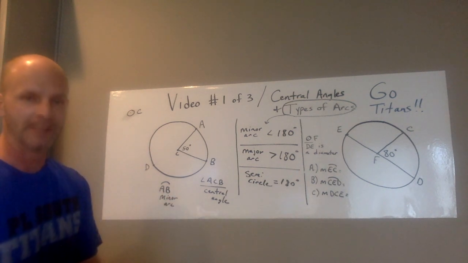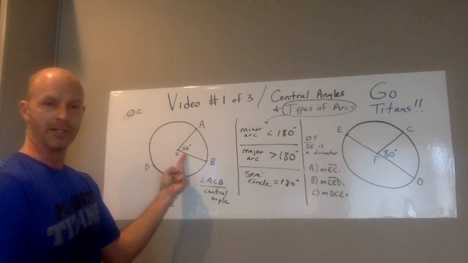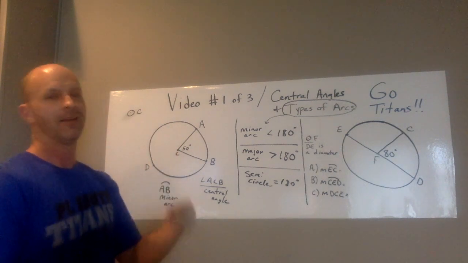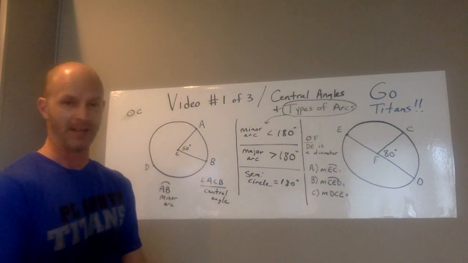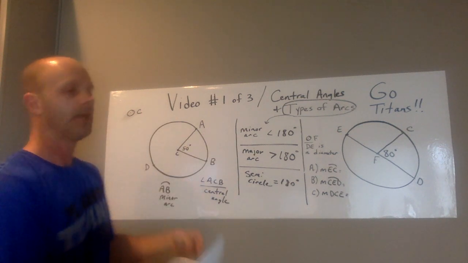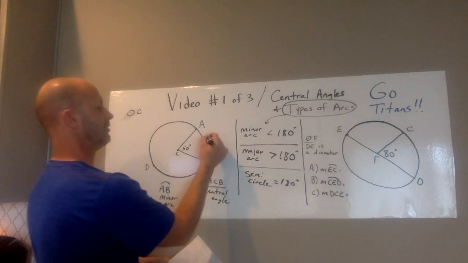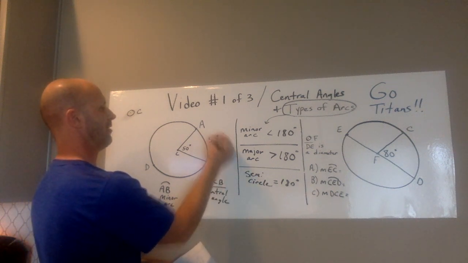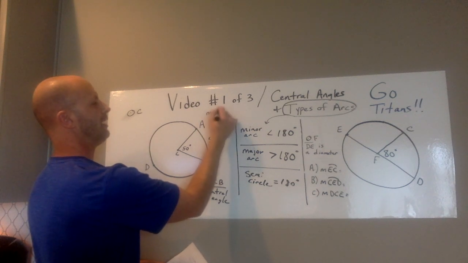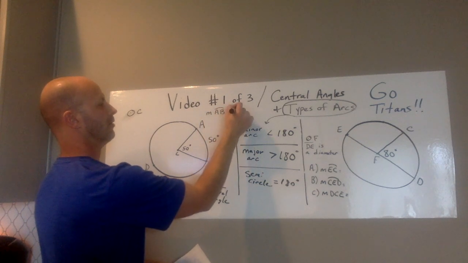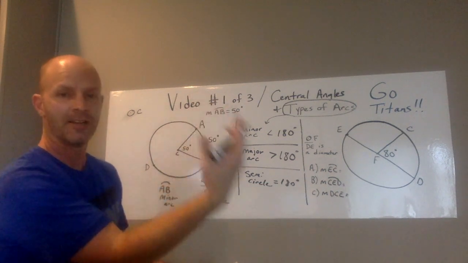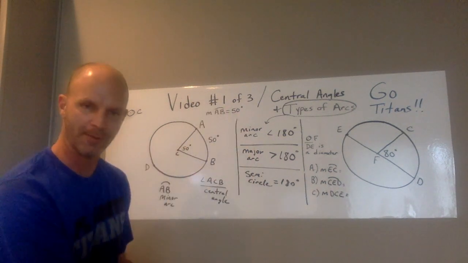The cool thing about it is the central angle in degrees is always going to be equal to the arc that it intercepts. So this angle intercepts the arc. And what happens then is I can just fill this in right here. I can say that the measure of arc AB is also 50 degrees. Okay, so the central angle is 50 degrees. The arc is going to be 50 degrees.